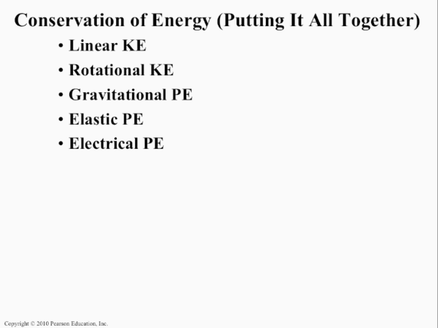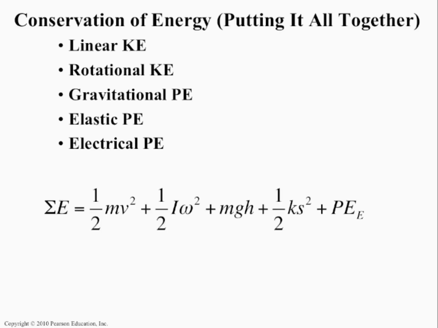Now, so far this year, we've learned about linear kinetic energy, which is 1/2 mv squared. We've learned about rotational kinetic energy, 1/2 I omega squared. Gravitational potential energy, which is mgh. Elastic potential energy, which is 1/2 ks squared, and that's the springs. And electrical PE, which we're learning about in this chapter. So the total energy in a system would be 1/2 mv squared plus 1/2 I omega squared plus mgh plus 1/2 ks squared plus PEE. All right, so this is really just an application of a concept you already know, and we're simply extending it now to include electrical PE.